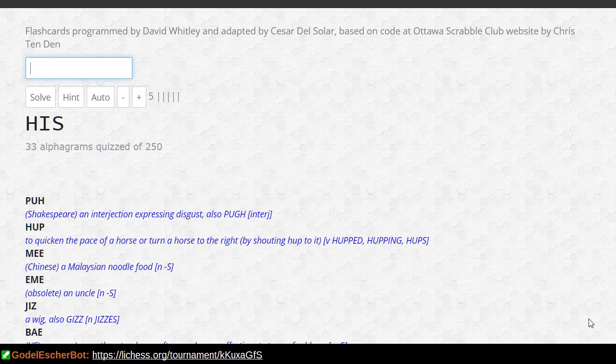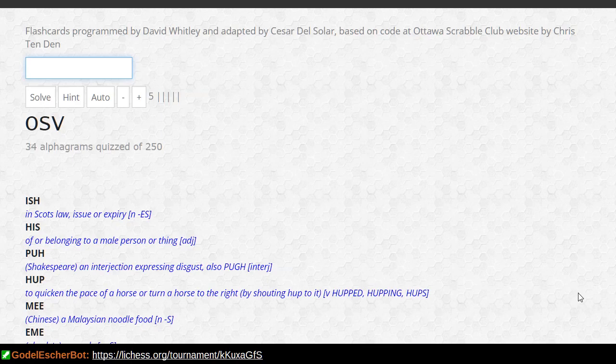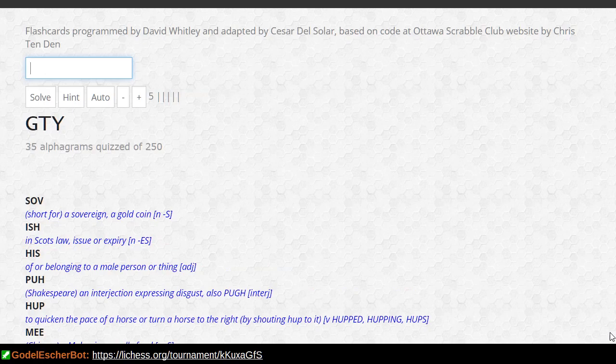His, we all know. She? Huh. She is not valid. SIH? It's also invalid. Okay, what does it start with? ISH ish. In Scots law, an issue is an ish. All right. Sov, short for sovereign, or gold coin.